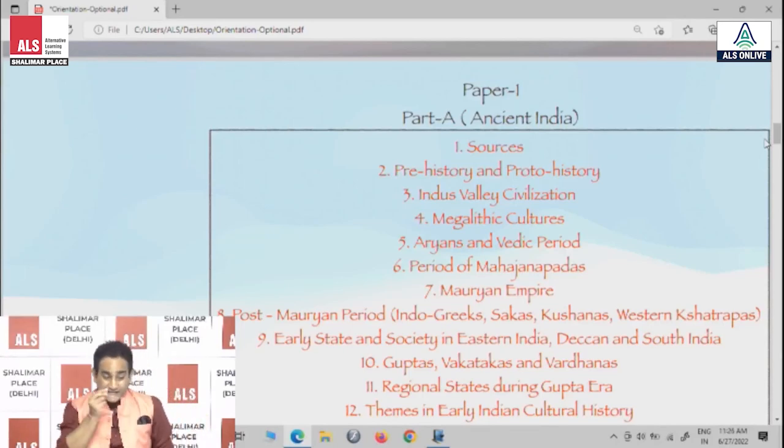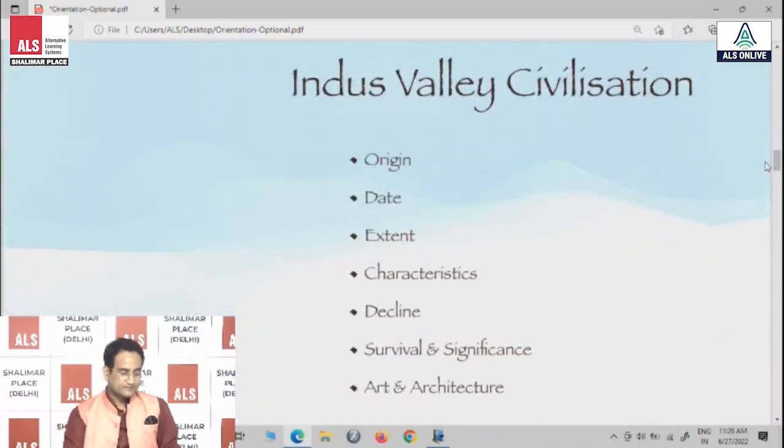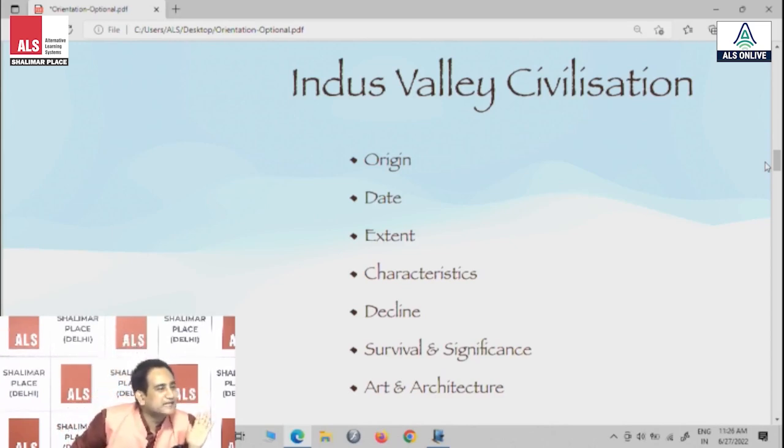And then, suppose they are mentioning one topic in Paper 1, for example, Indus Valley Civilization. In the syllabus, they have mentioned: origin, date, extent, characteristics, decline, survival, significance, art and architecture. You have a well-defined syllabus. What is in the syllabus? Indus Valley Civilization.